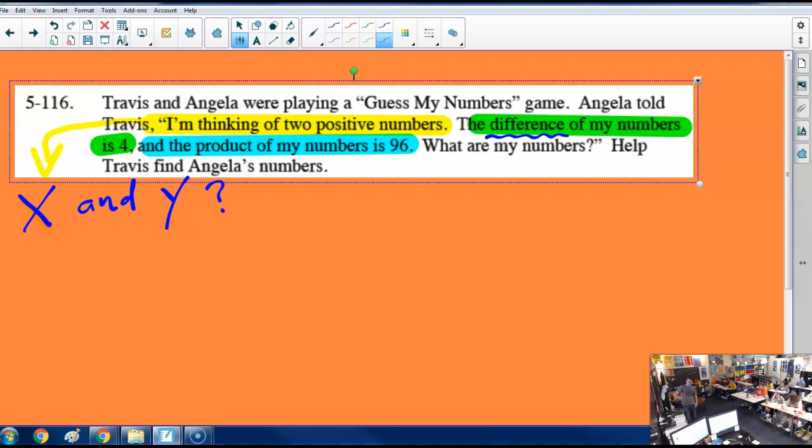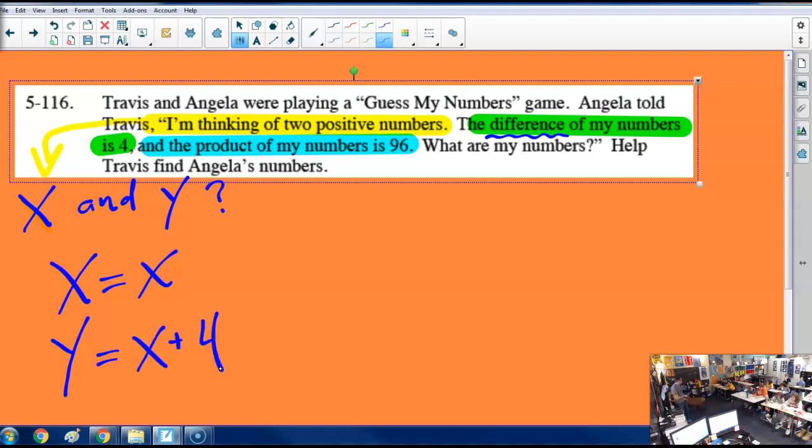Right? So if we say X is X, we could say Y is either X minus 4 or X plus 4. I'm going to say plus 4 because positives are easier to work with. So that means the difference between x and y is 4, because y is 4 more than x. So the difference between them is 4.